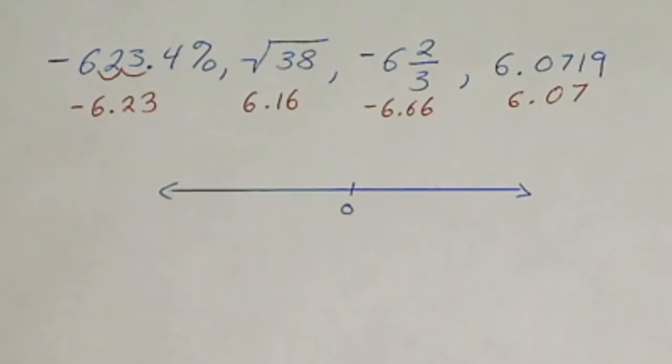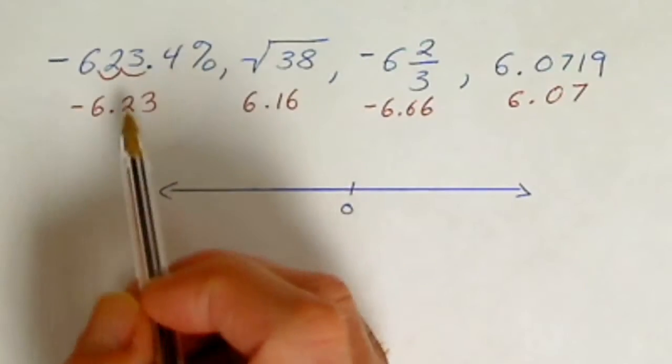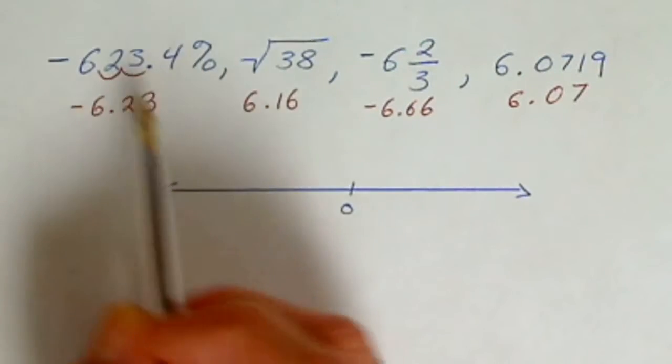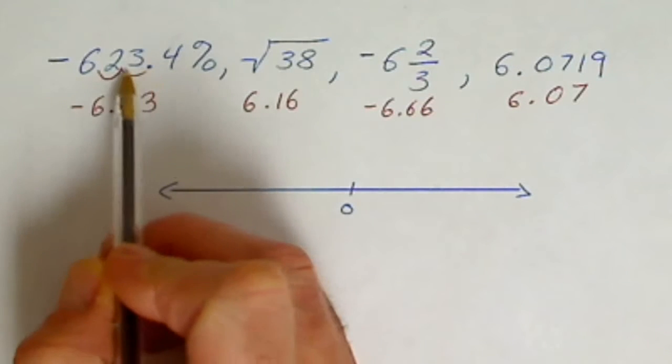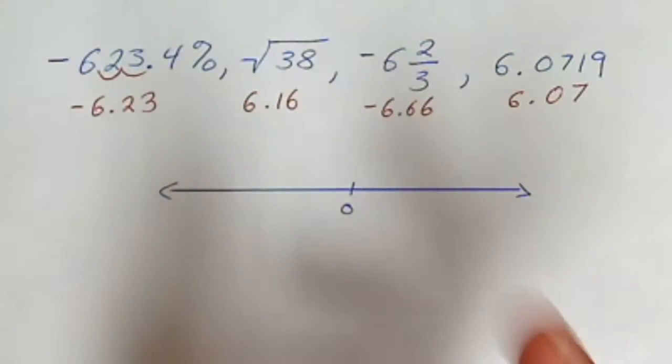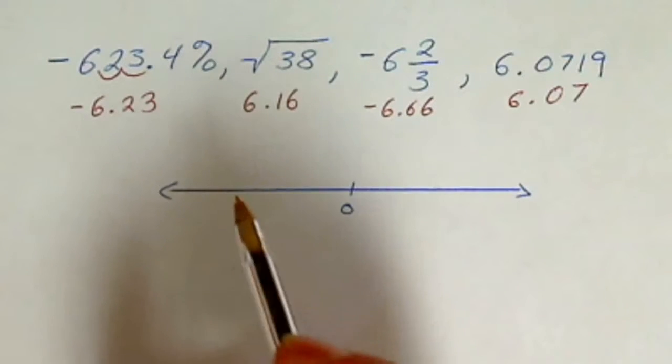You can see I already went ahead and turned them into decimals. That's always going to be your first strategy when you're ordering rational and irrational numbers, is to go ahead and turn them into decimals. Just in case you forgot, remember, how do we turn percents to decimals? We move the decimal 2 places to the left. It's always 2 places to the left because we're technically dividing by 100. Percents are out of 100.